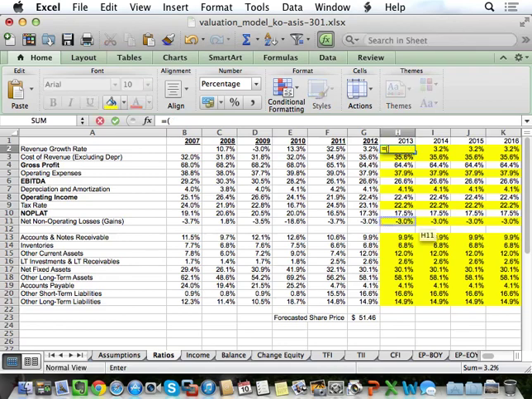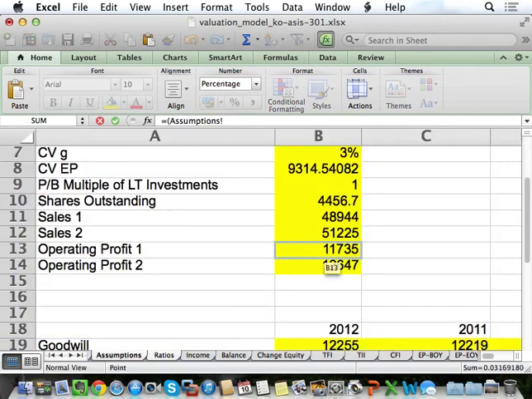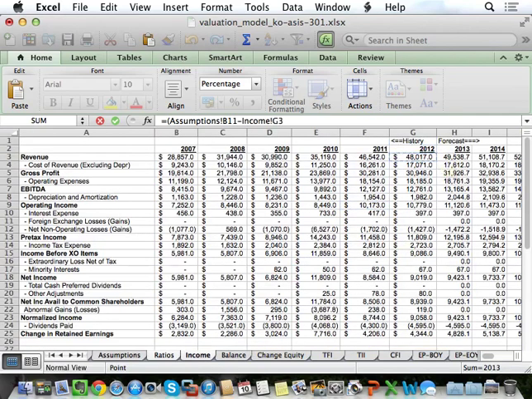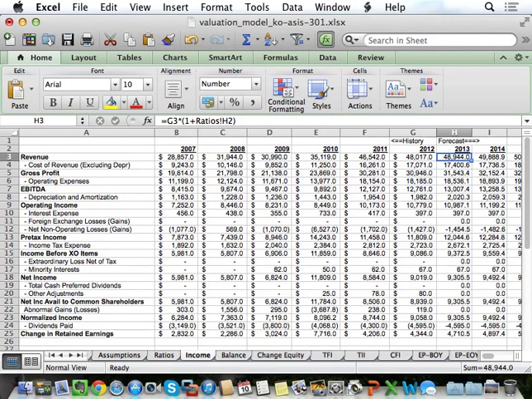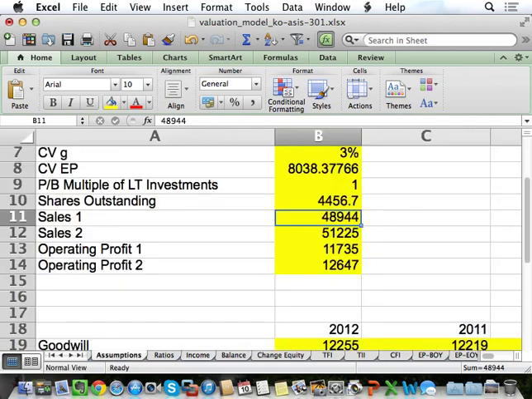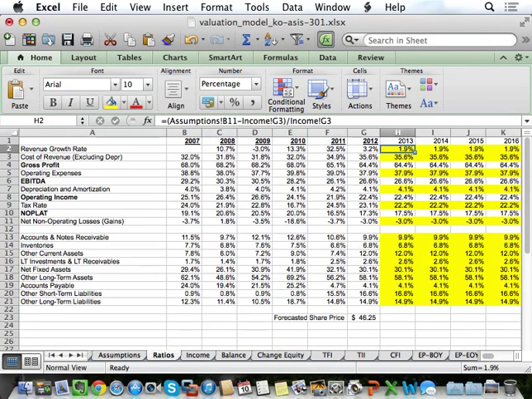So equals left paren current year, which will be the forecast year, 2013 sales 1, minus previous year from the income tab, 2012 actual sales, divided by the 2012 actual sales, basically says 1.9%. If Coke grows at about 1.9%, then in our model, 48,944 will be the revenue, which will match the 48,944 of the analyst consensus. Okay? So again, what I'm using on the ratios is from the assumptions, B11, which is sales 1, minus income G3, which is the 2012 revenue, the actual revenue, and I've divided that by income G3, which is the 2012 actual revenue. And that gives me the percentage change.